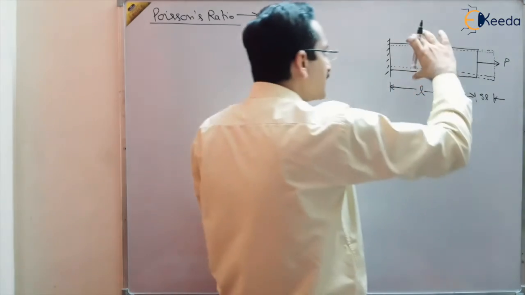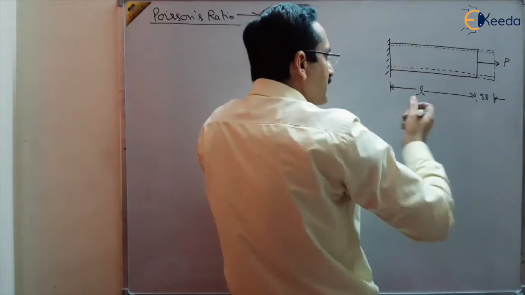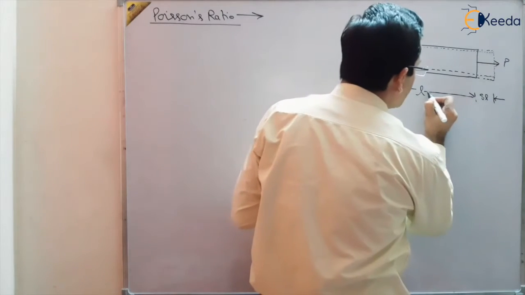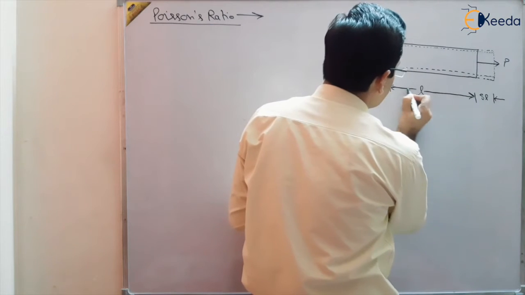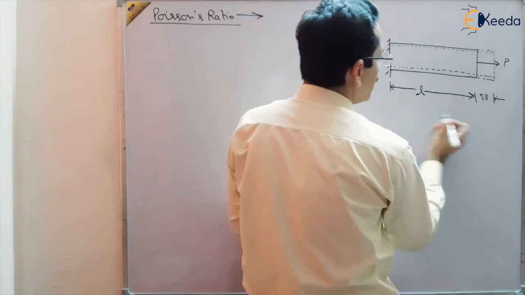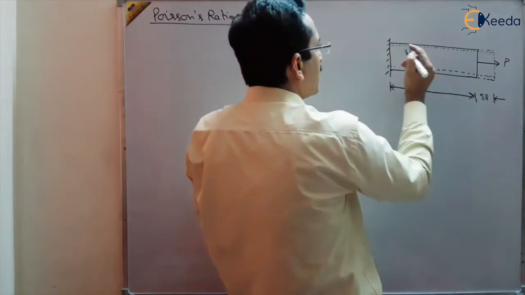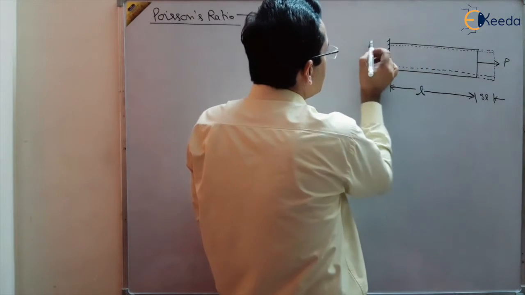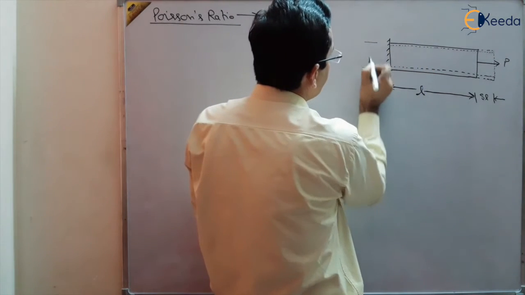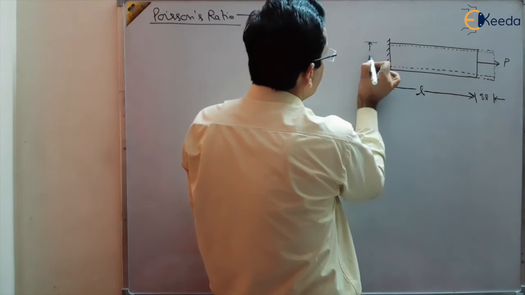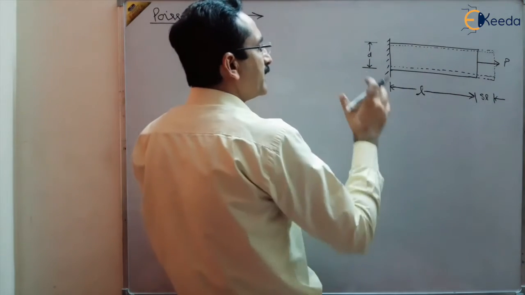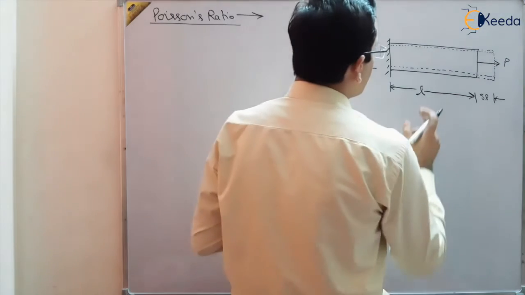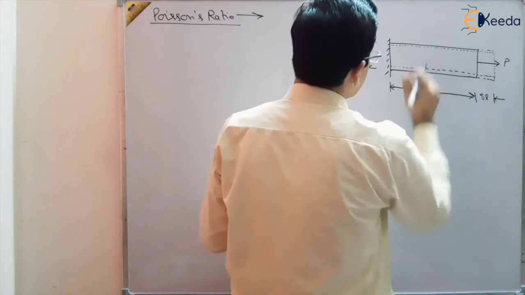It means its dia will be reduced as the length is increased, because the volume of the material is the same, there is no change in volume of the material. So due to that, there is decrease in dia, and the initial dia was D, and there is some change in dia, delta D, right? So delta D is the change in dia.